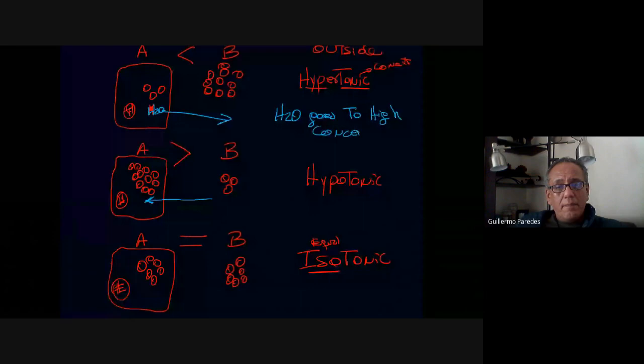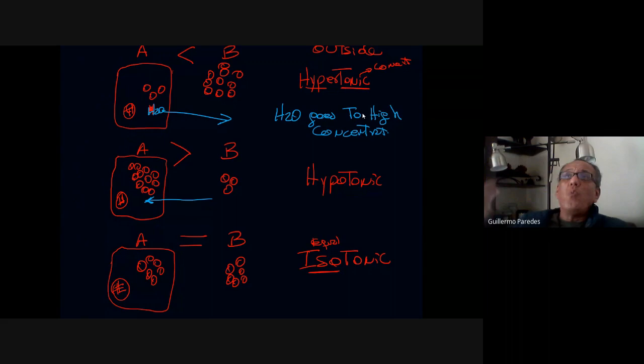So where is the high concentration? Outside of the cell. All right, so water starts to go out, because water loves to go where there is high concentration. The water likes to be high. Water loves high. Here we have hypotonic. If this is hypotonic, that means that in relation to the outside, the inside is high concentration. So that's why the water is going to go to the high concentration inside the cell.